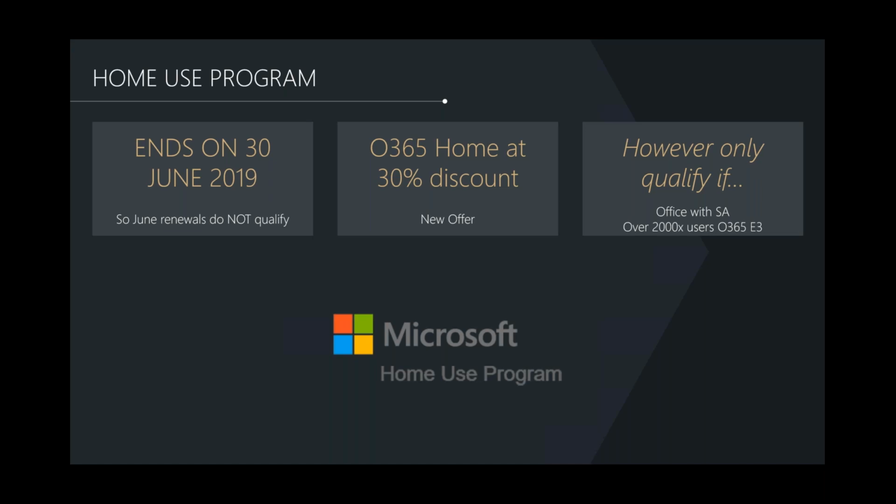It's one of your key software assurance benefits, and Microsoft are ending it on the 30th of June 2019. So those with June renewals, those who have enterprise agreements ending on the 30th of June this year, you're probably already negotiating your renewal. Please bear in mind, if you previously had Office with software assurance and you were using the home use program, that is not going to be continued for your next term.